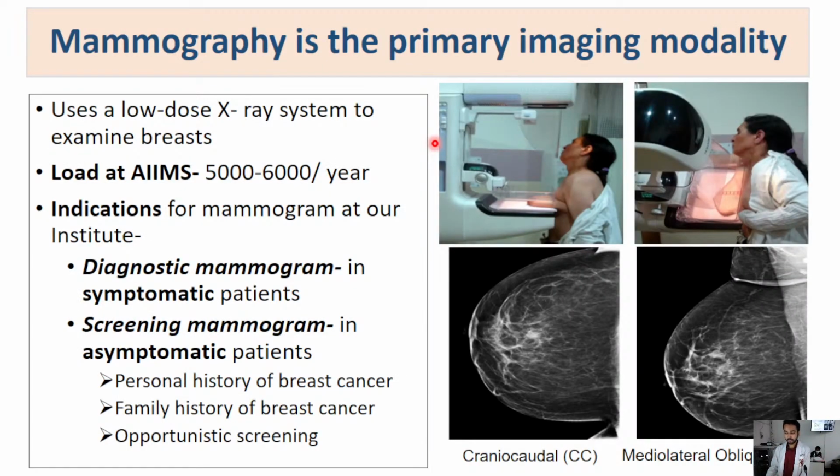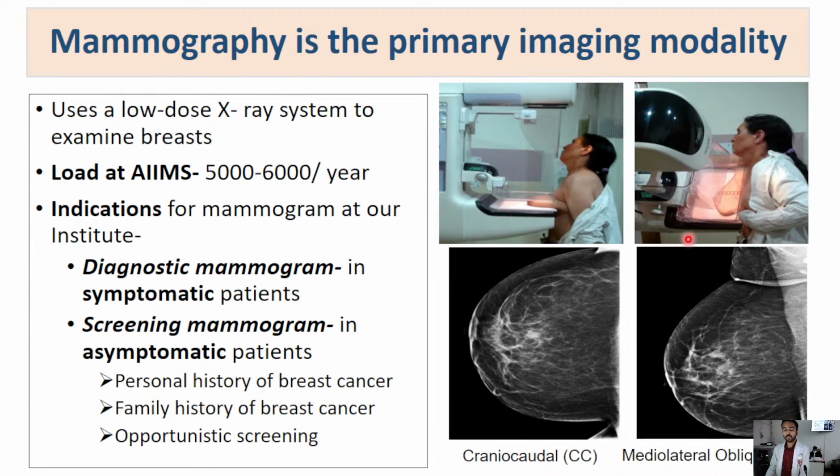So, mammogram, which uses a low-dose X-ray system, is the primary modality used for evaluation of the breast. At AIIMS, we perform around 5,000 mammograms per year, and mammography is usually acquired in two orthogonal views, craniocaudal as well as the mediolateral oblique view.